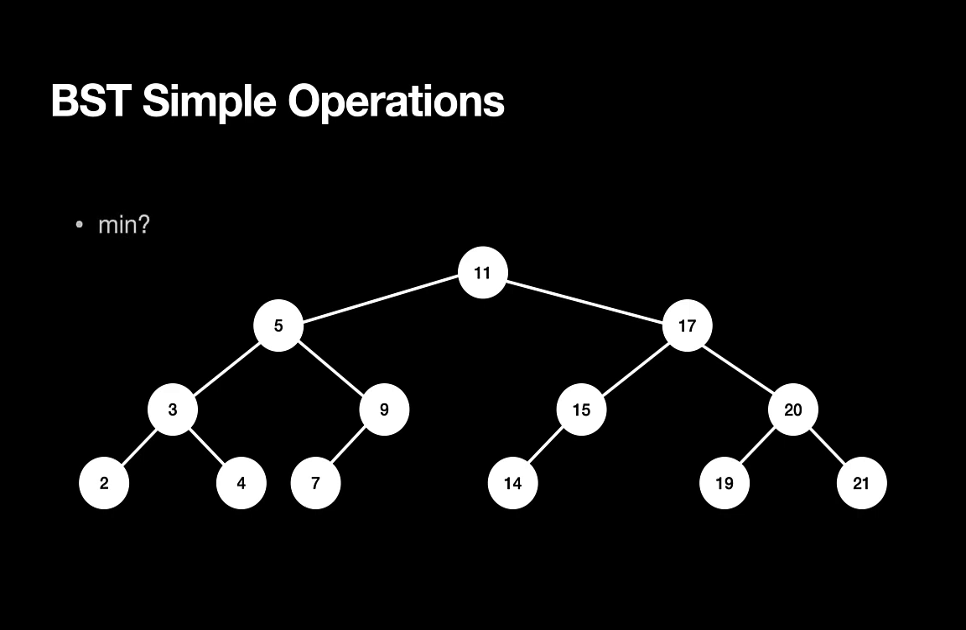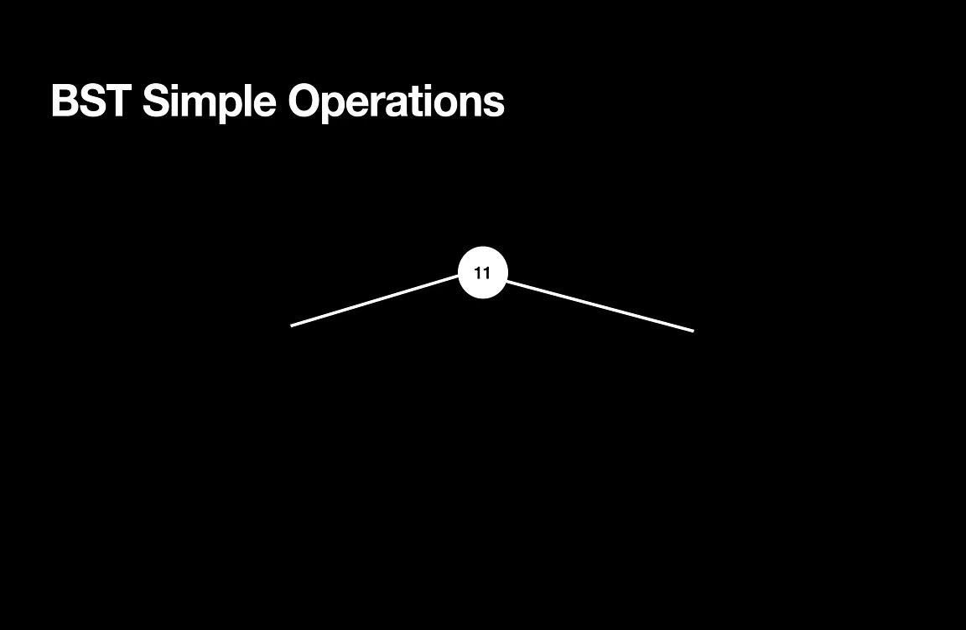Okay, so where's the minimum in this tree? Again, start at the root node. We want to find something that's less than the root node, less than this new and improved root node, less than this new and improved root node, and so on until we get down to the 2. Okay, so min and max seem pretty straightforward. Let's talk about a more complicated operation.